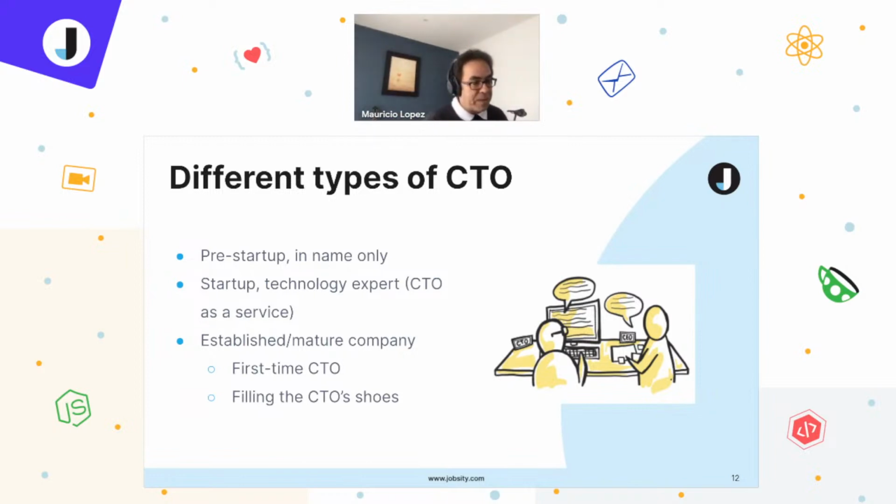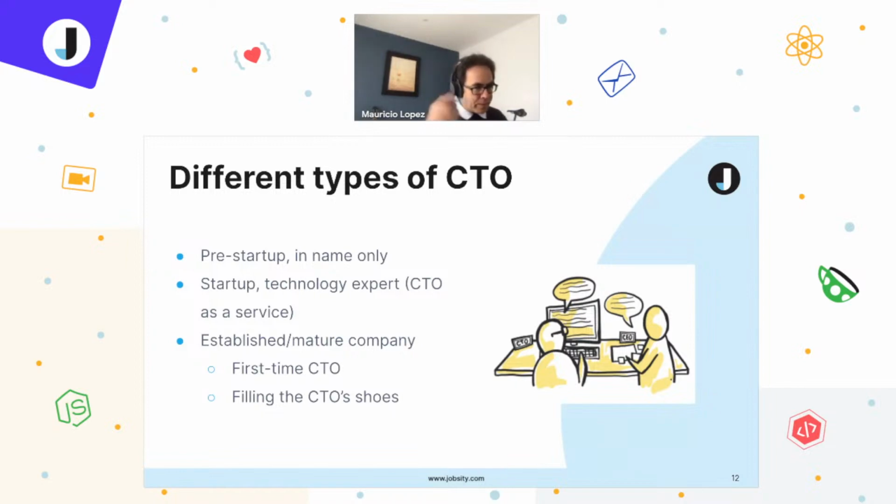First of all, you have the pre-startup in name only. Basically, 2 friends, they just got out of university, one is the business guy, one is the technical guy, they get together, they have an idea, boom, you have a pre-startup, okay? Basically, in those situations, a CTO is more hands-on. He will be coding the application, spinning up servers, creating a demo for future investors and stuff like that.